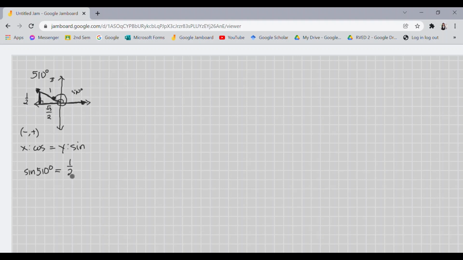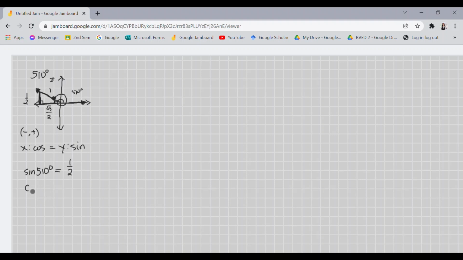But if you recall, we also discussed SOHCAHTOA. So, 510 is actually in this angle. When we solve the sine, that is opposite, 1/2, over hypotenuse, 1/2 over 1, that still is 1/2. That is positive since we are in quadrant 2. Okay, our y coordinate is positive.